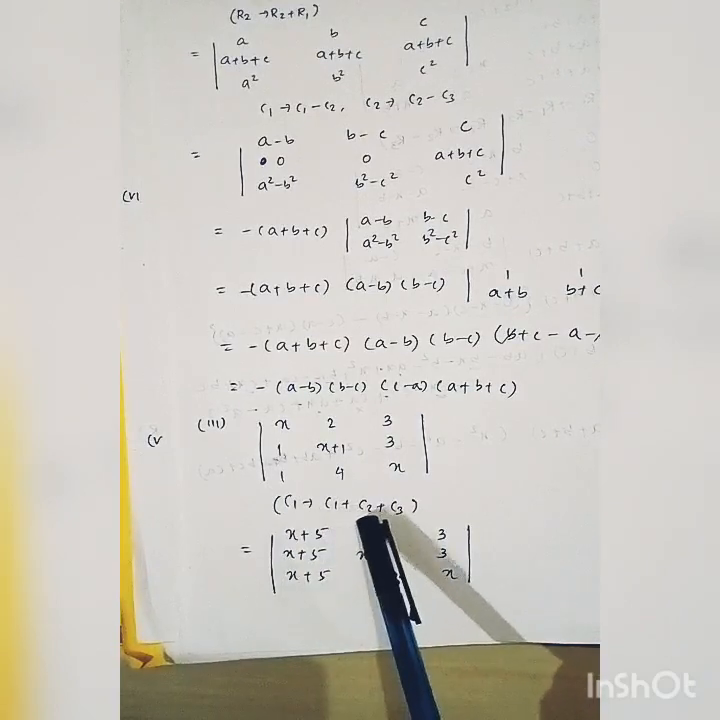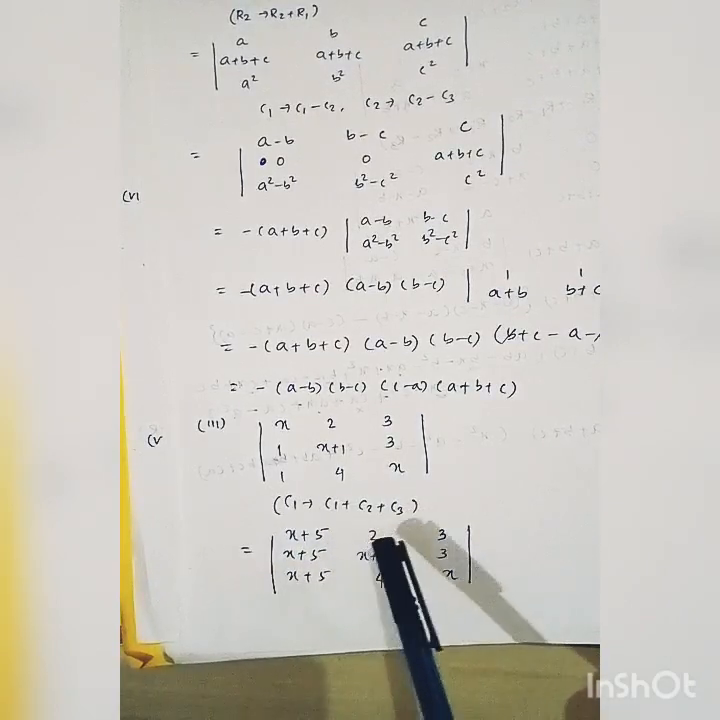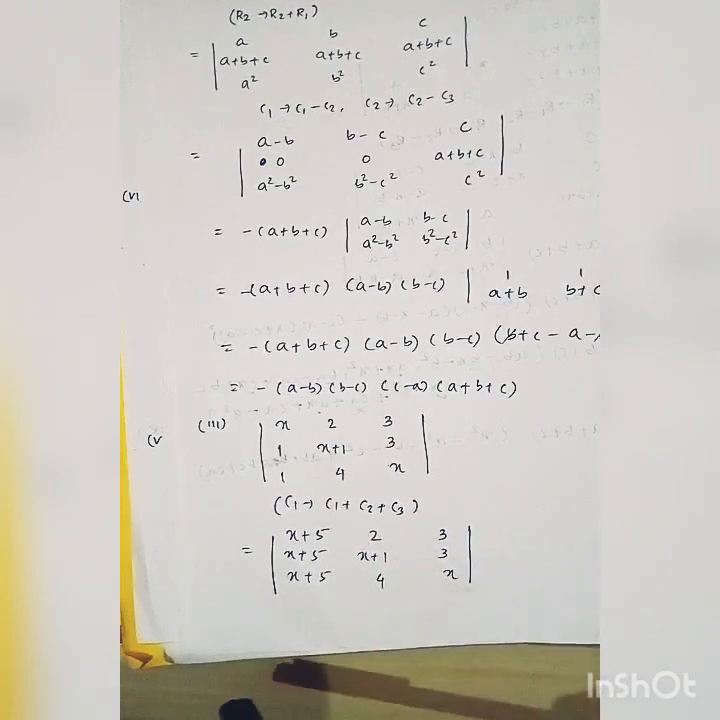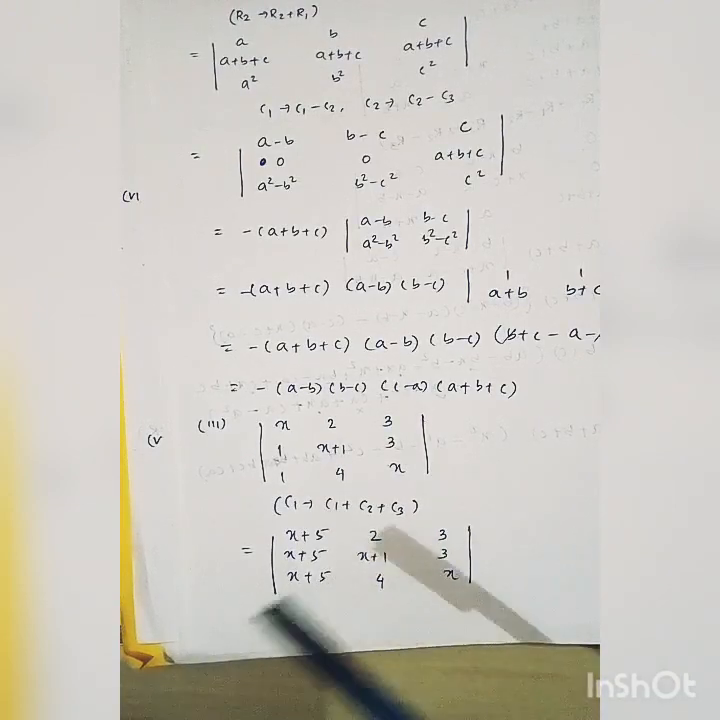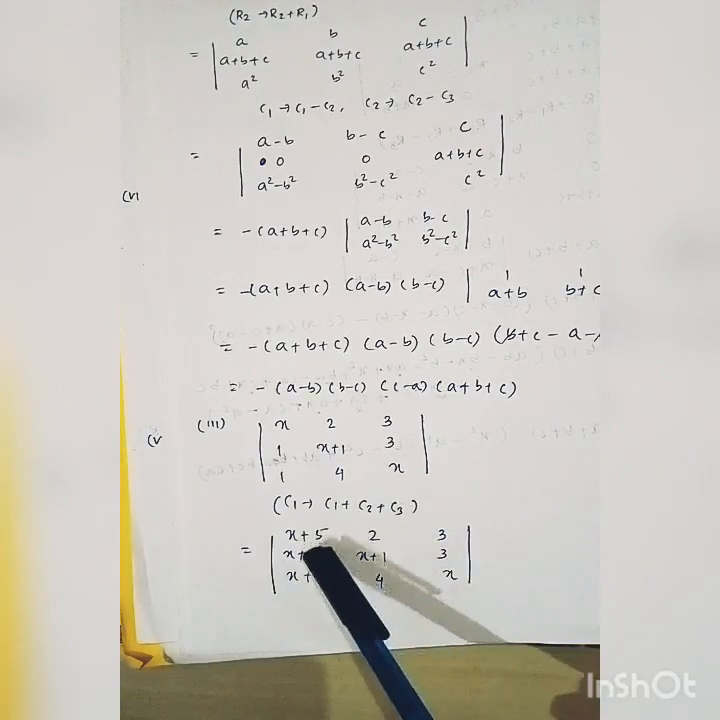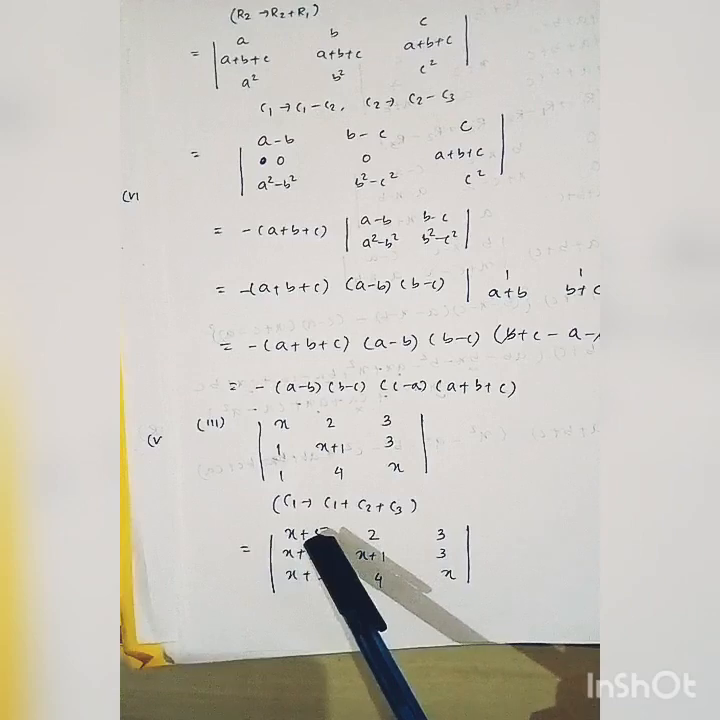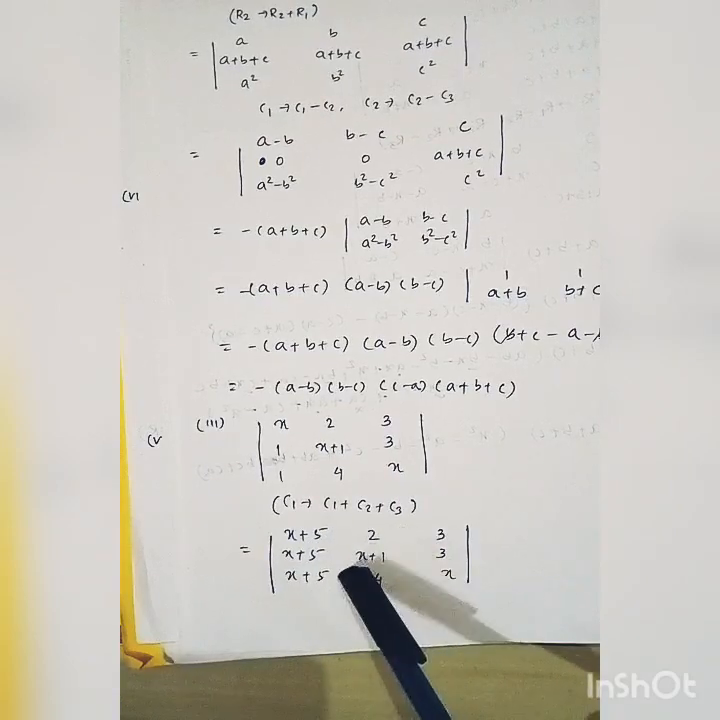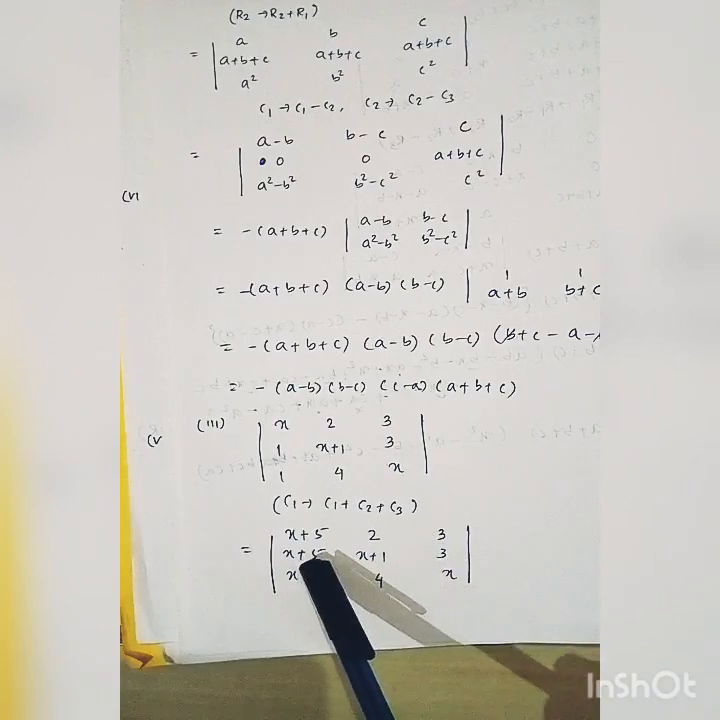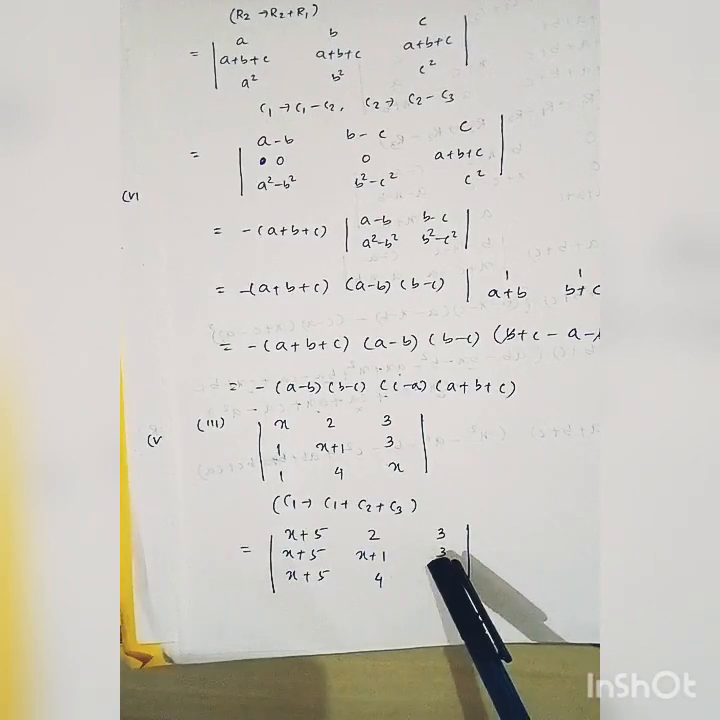Again it is x plus 5. So apply the property column 1 is followed by column 1 plus column 2 plus column 3. Now x plus 5, x plus 5, x plus 5; 2, 3, x plus 1; 3, 4, x. Now you try to reduce any two elements to 0 by using the property r1 minus r2, r2 minus r3. Again it is 0, it is 2 minus x minus 1, that is 1 minus x, it is 0, again it is 0, it is x minus 3, it is 3 minus x.